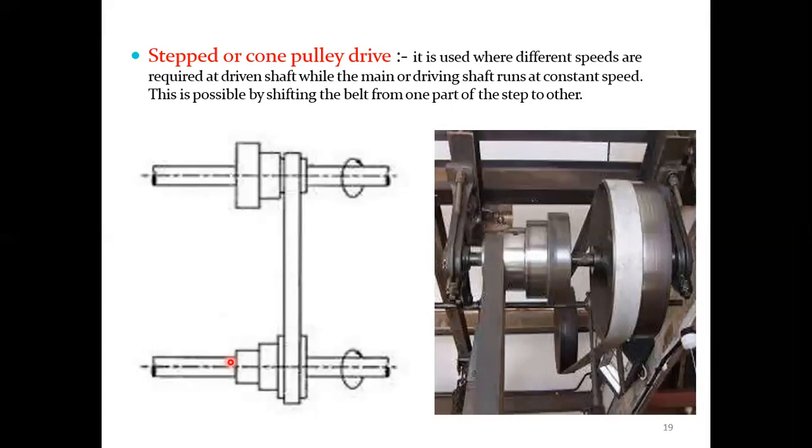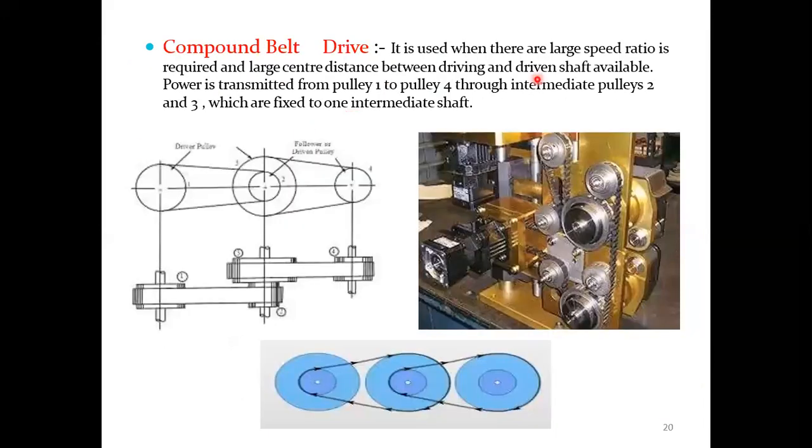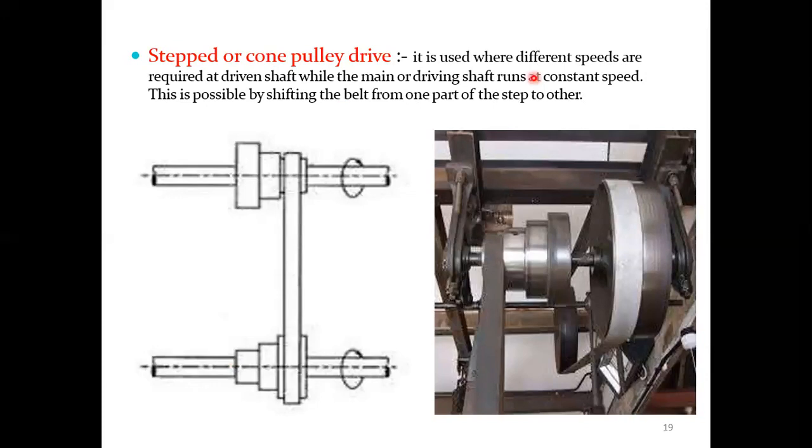So next is the stepped or cone pulley drive. It is used where different speeds are required at the driven shaft, like the gear system, while the main or driving shaft runs at constant speed. This is possible by shifting the belt from one step to another. Okay, this is the example. Here there are different levels for connecting the belt with the other pulley. That is the stepped or cone pulley drive.